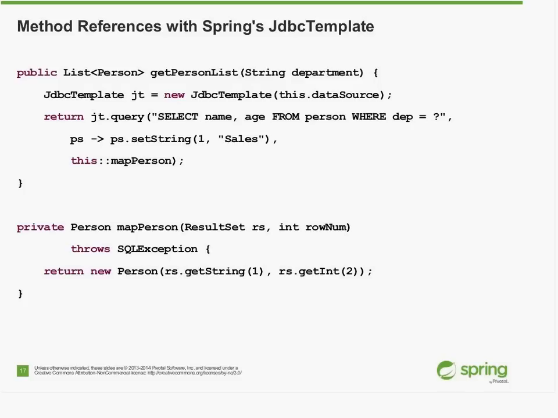So which method does it point to? The mapPerson method can be seen below. It's meant to be on the same class here. Could be anywhere really, but with a this:: we refer to a method on the same instance.